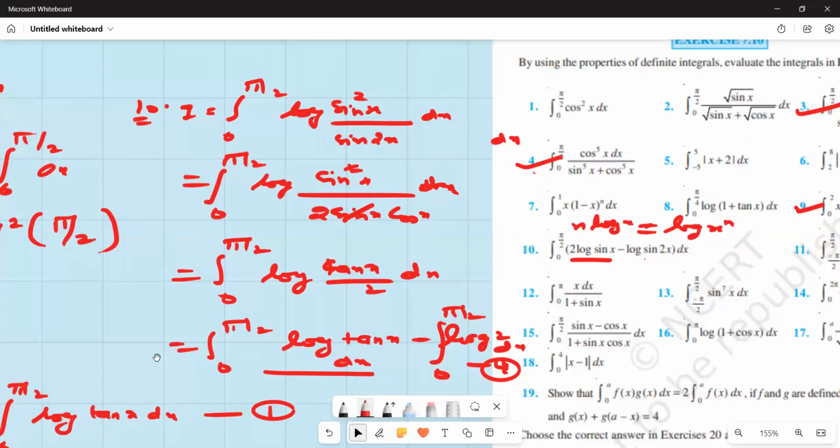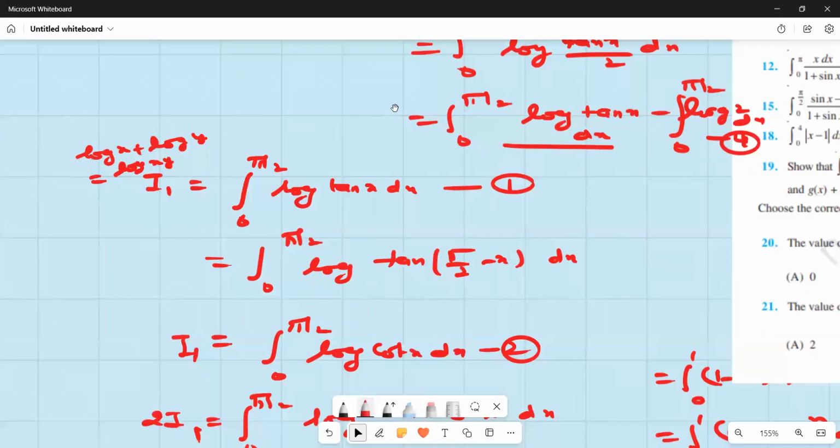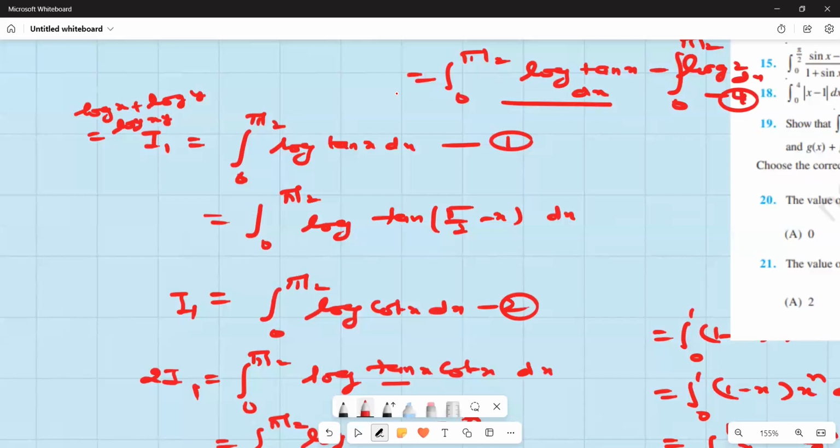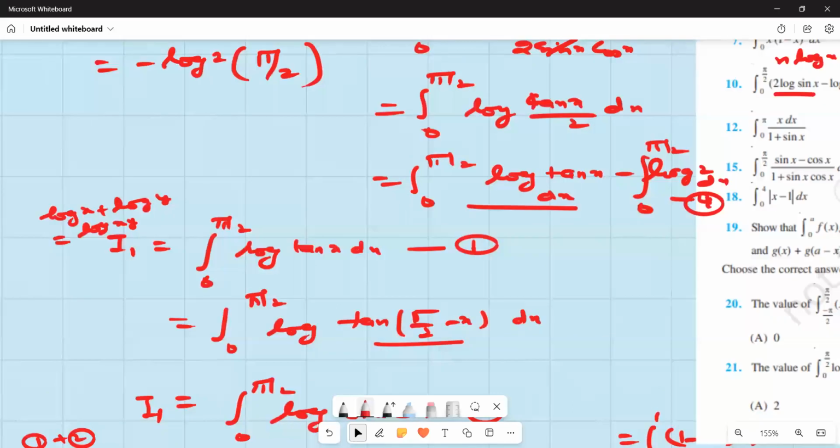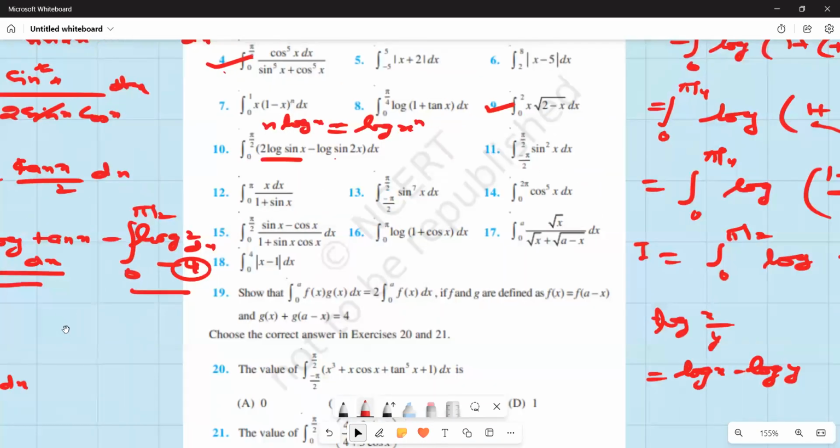Now take this 0 to pi by 2 log tan x separately, as I1. Now use the property again, pi by 2 minus x. So this has become cot x. If you add I1 with I1, means 1 plus 2, like the previous question we are doing, so 2I1 is equal to log tan x plus cot x. Log x plus log y is log xy, multiplying. So log tan x cot x, which is 1. Log 1 is 0. So this value is coming 0. Put it in the original equation, the main question. This value is 0. So this value is x. If you put the upper limit pi by 2, this is coming minus pi by 2 log 2. Clear?